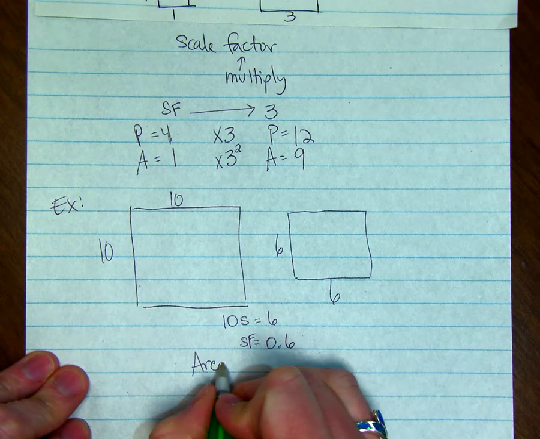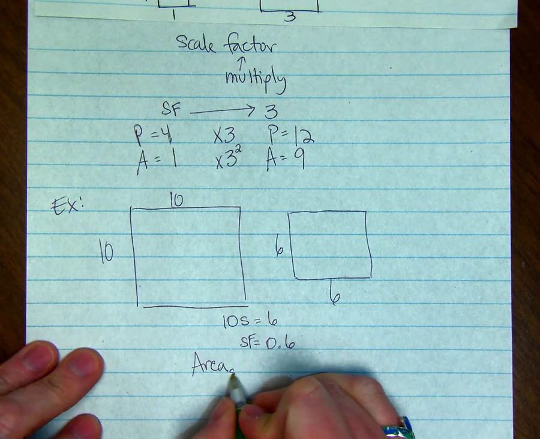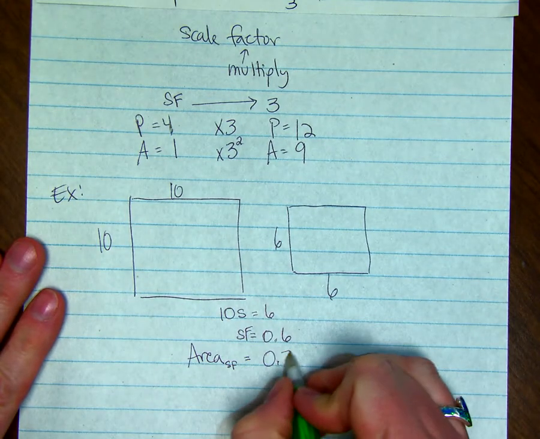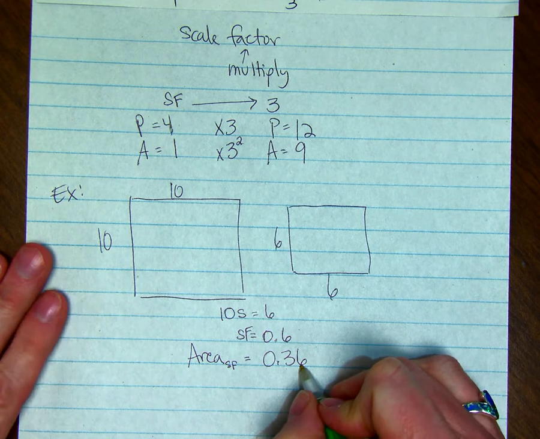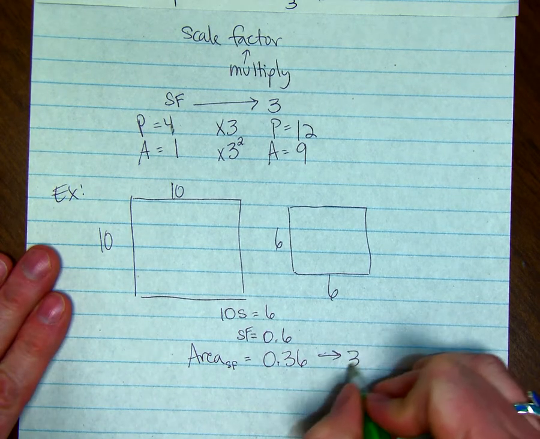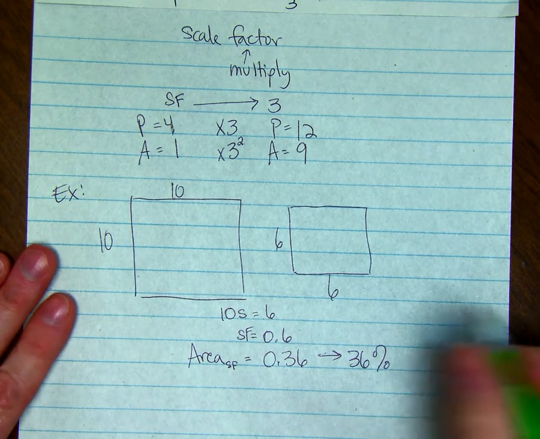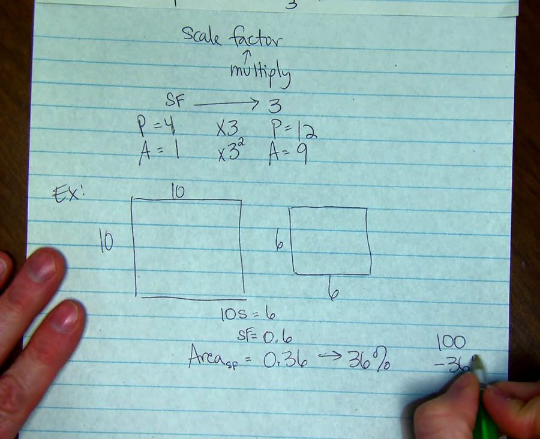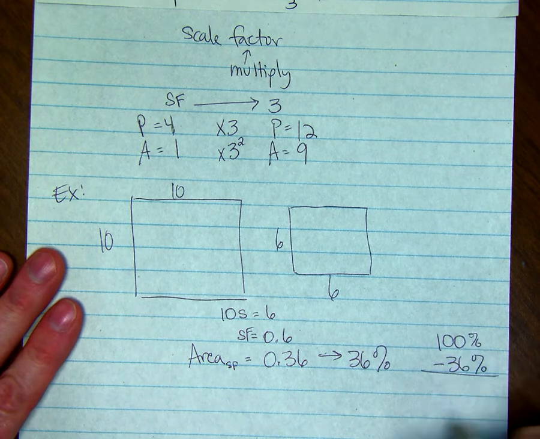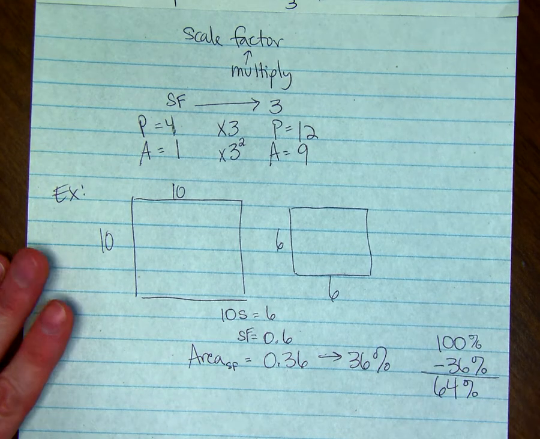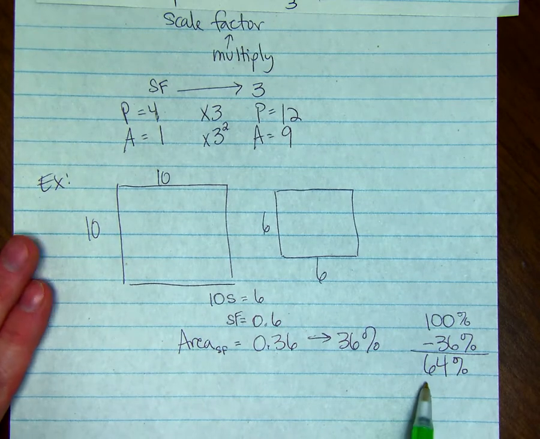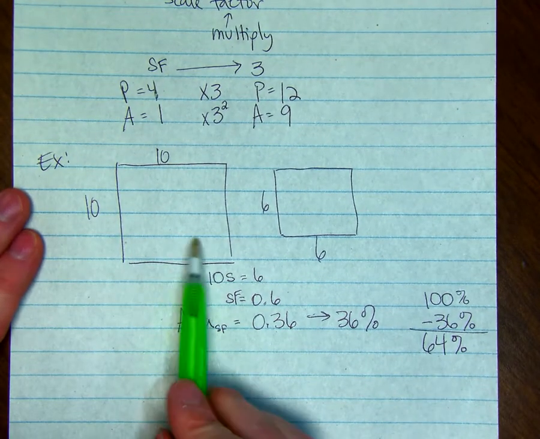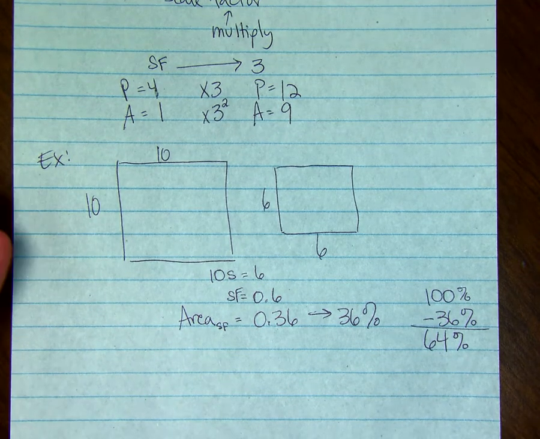So the area for the scale factor is going to be 0.36 times the first one, or 36%. So we could take our 100%, what it started at, take away the 36% that it reduced, and you get 64%. So the area of the second square will be 64% less than the area of the first one. And that's the end of the lesson.